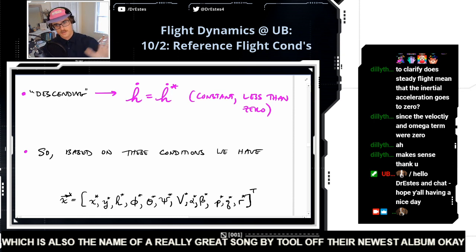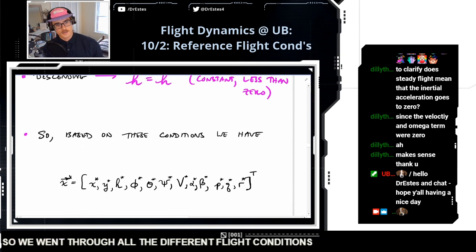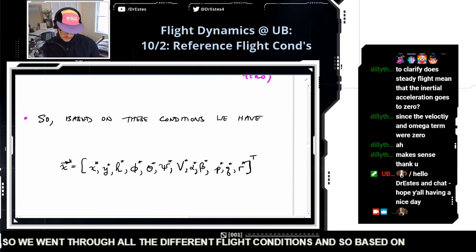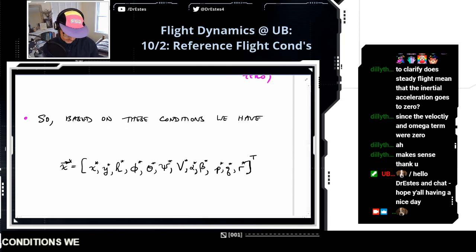So we went through all the different flight conditions, and so based on these conditions, we know a couple things.